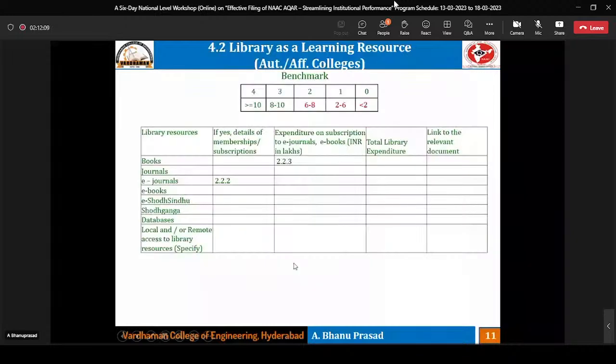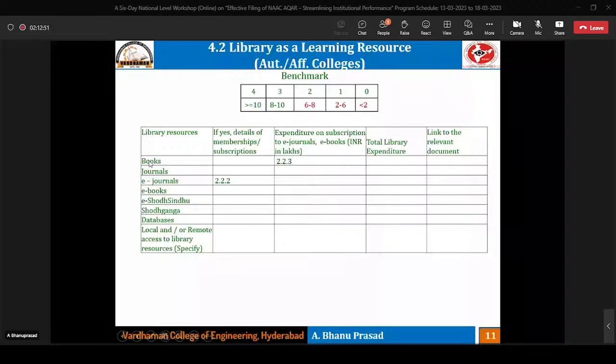And yes, the benchmark is the number of lakhs given by the institution, and the points range from 0 to 4. So less than 2 lakhs, 2 to 6, 6 to 8, 8 to 10, and greater than or equal to 10 lakhs, you can fetch 4 marks. So the template has the library resources. Earlier it was individual; now it is the combination of two data templates, 2.2 and 2.3.